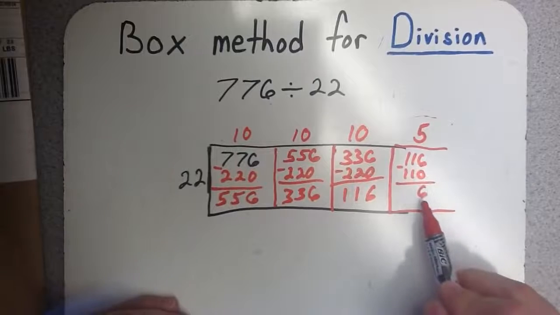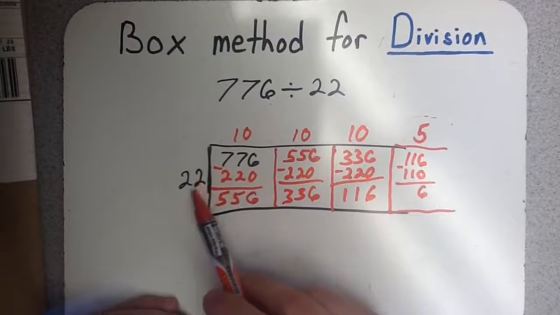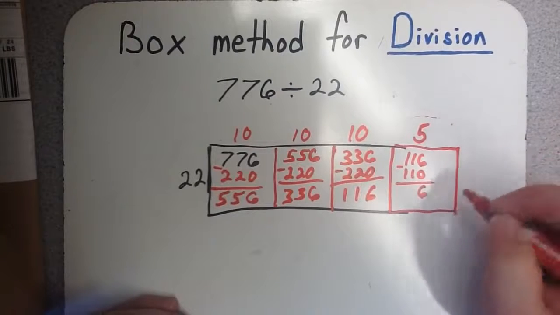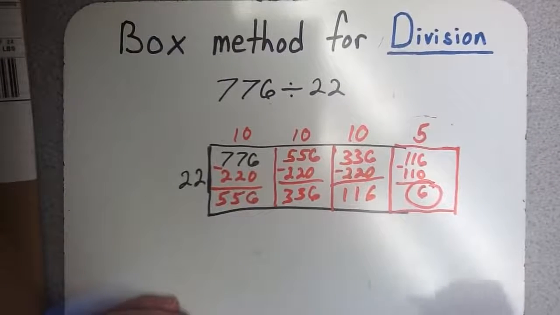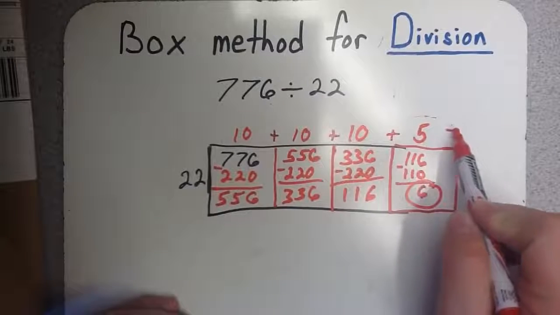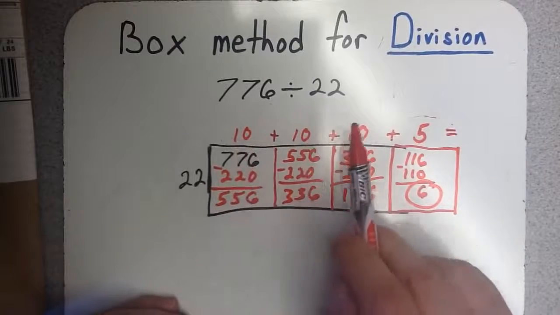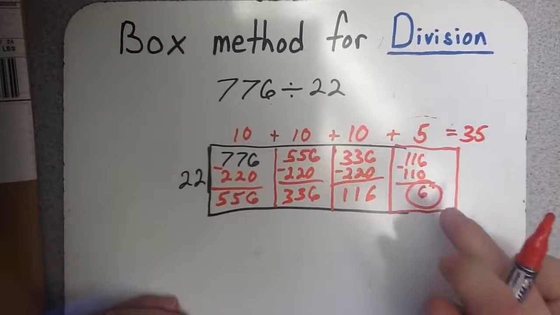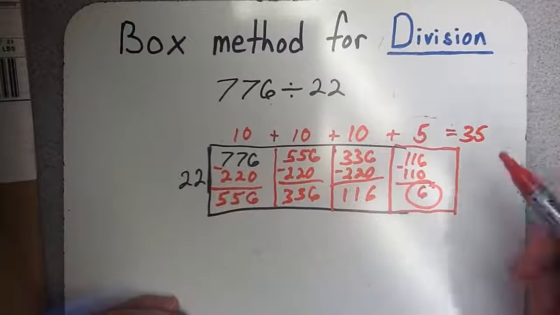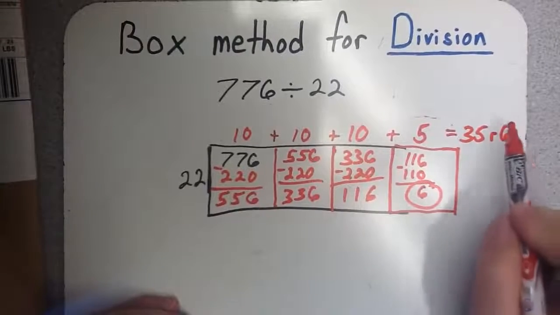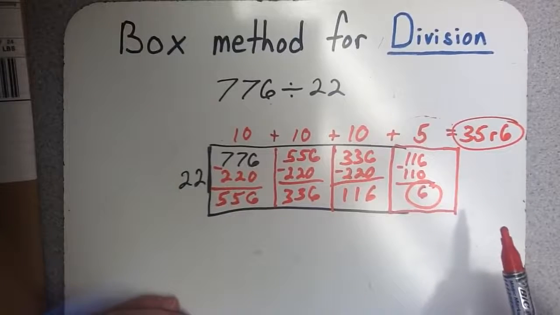And see, I have this 6. Well, if you look, the 6 is smaller than my divisor, so I'm not going to be able to keep going, so I'm done. I'm going to circle that so I don't forget it. Now I'm going to add these together. So 10, 20, 30, 5. And now, remember, this is what I had remaining, so that's remainder 6. So 35, remainder 6.